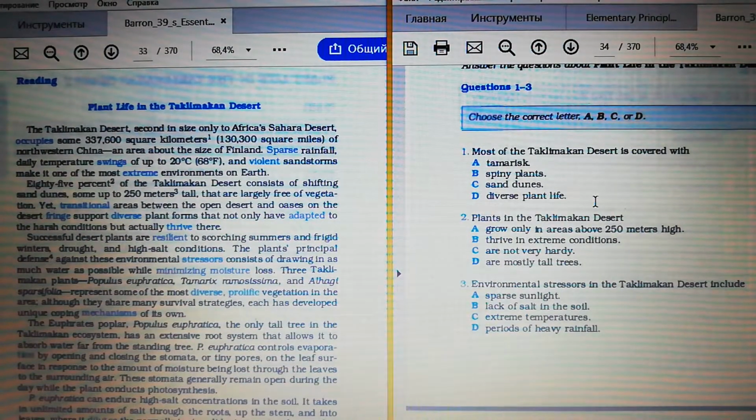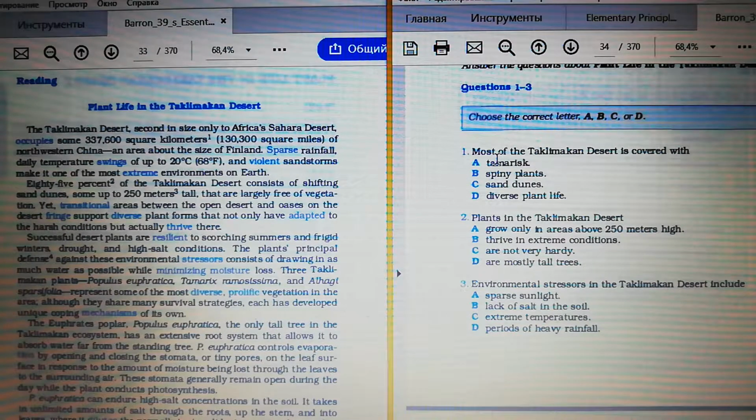Good day, good afternoon. Today we're going to proceed with our review of the book Barron's Essential Words for IELTS, Unit 1, Text 3. On the left-hand side we have the text, and on the right-hand side we have questions related to this text. The text is called Plant Life in the Taklamakan Desert. On the right-hand side we have questions, as you can see, Tests 1, 2 and 3.